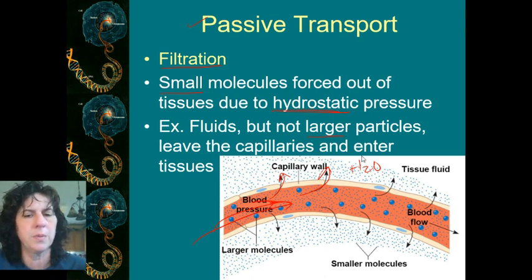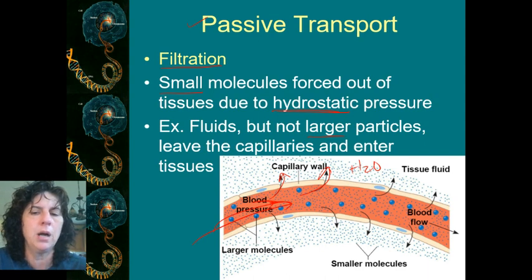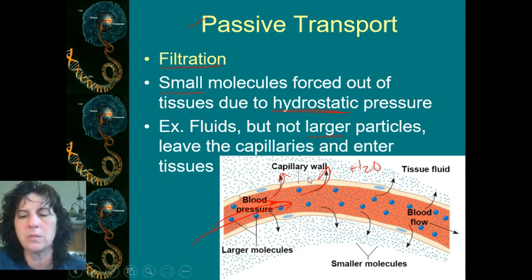Another thing that works this way are the kidneys. So the kidneys, blood comes in, water and urea is forced out, and you form urine. And then the stuff that you still need in your blood and in your cells stays in the blood vessels and gets recycled back into the bloodstream.